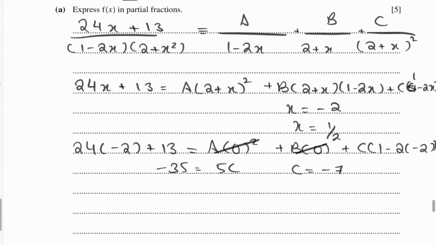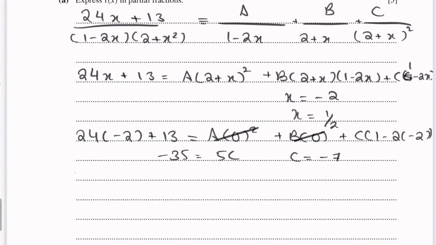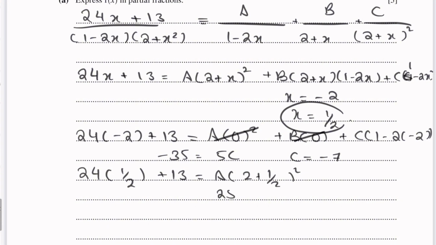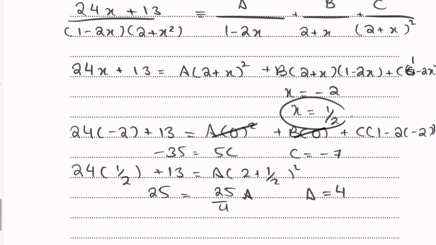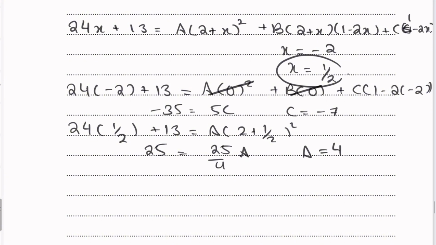And then to find A, you're going to use the second one. So 24 times 1/2 instead of x, plus 13, equals A times (2 plus 1/2), and the whole thing squared, and the rest cancels. So you get 2 plus 0.5 squared, that's 25 over 4 A, equals 24 divided by 2 plus 13, and that's going to equal 25. 25 divided by 25 over 4 is equal to 4. A equals 4. Now we've got A and we've got C, now we want to find the value of B.